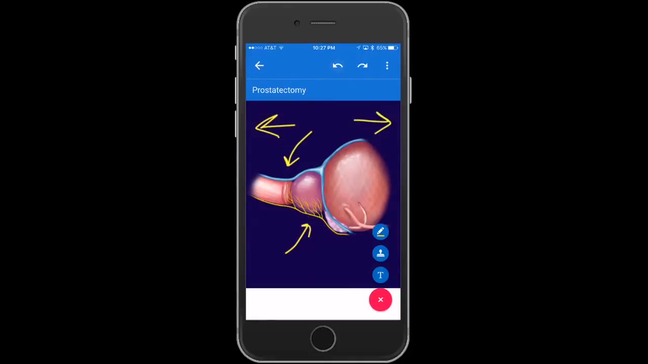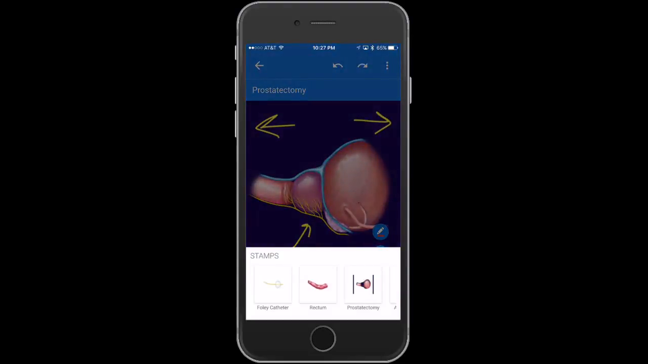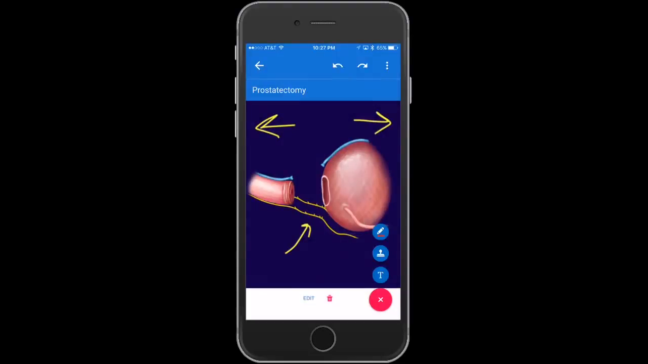I orient the patient by showing the rectal stamp, and then I highlight the fact that the prostate and the seminal vesicles are removed and that ejaculations after the surgery are dry. I then utilize the prostatectomy stamp and demonstrate what happens as a result of the operation.